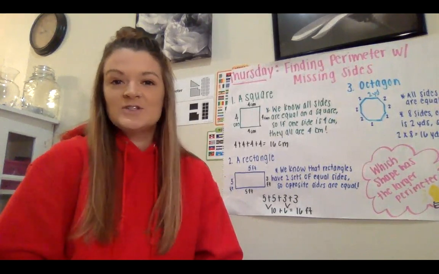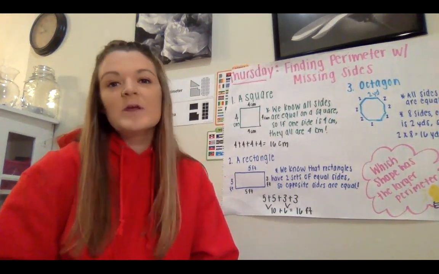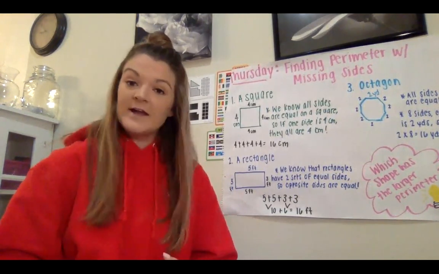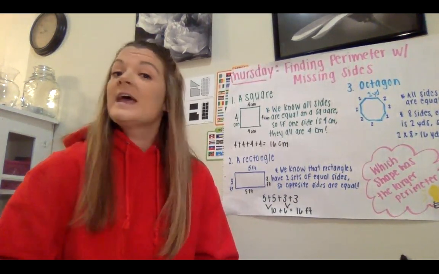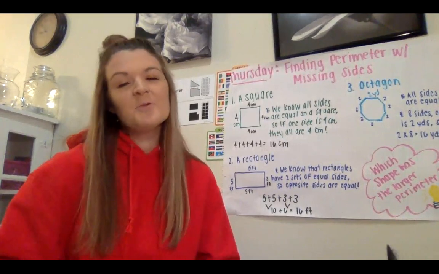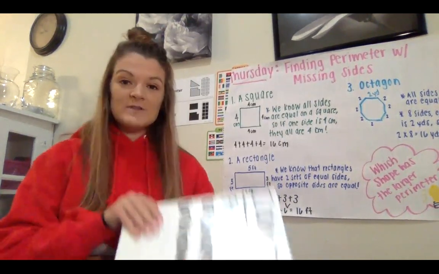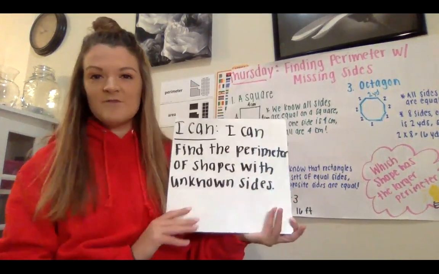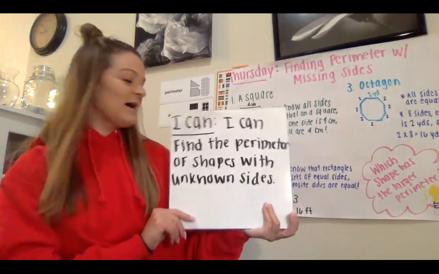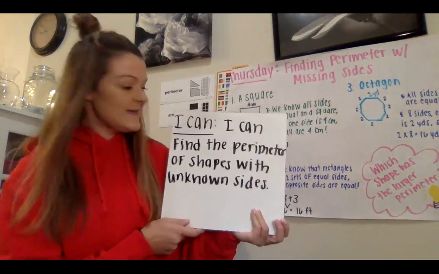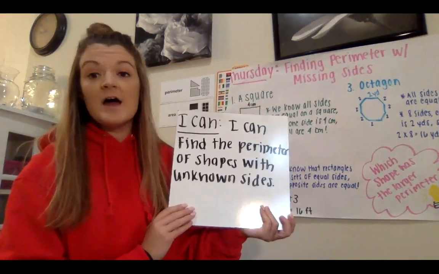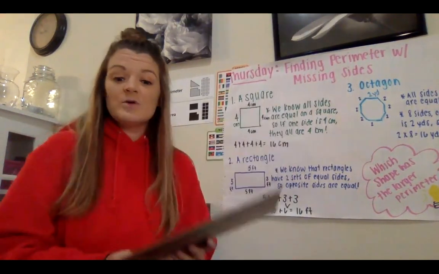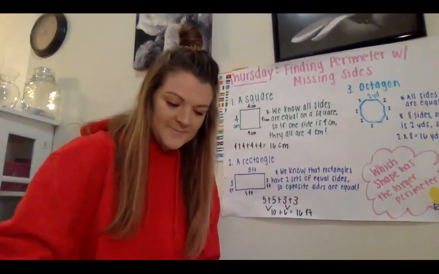Today, we are going to kick it up a little bit, and we are going to work on finding the perimeter of shapes where we're not given all of the side lengths, and we're going to start looking at some perimeter word problems. So before we do, let's look at our I can statement for today, just as if we were really in the classroom. Our I can statement is, I can find the perimeter of shapes with unknown sides. So that is going to be our goal for today.